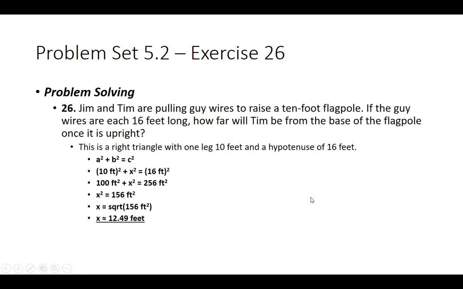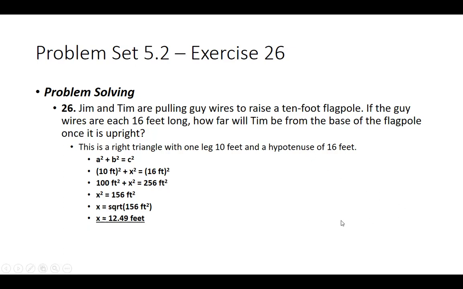Number 26. Jim and Tim are pulling guy wires to raise a 10-foot flagpole. If the guy wires are each 16 feet long, how far will Tim be from the base of the flagpole once it is upright? This forms a right triangle with one leg 10 feet and a hypotenuse of 16 feet.